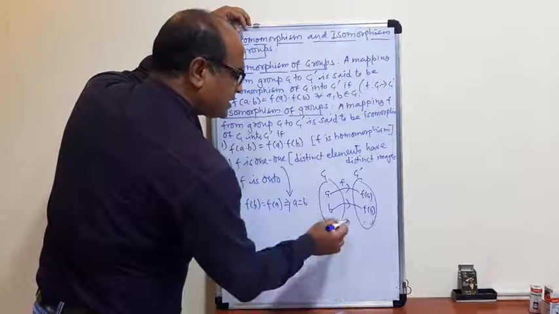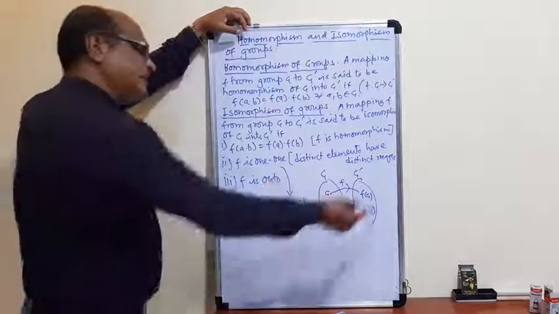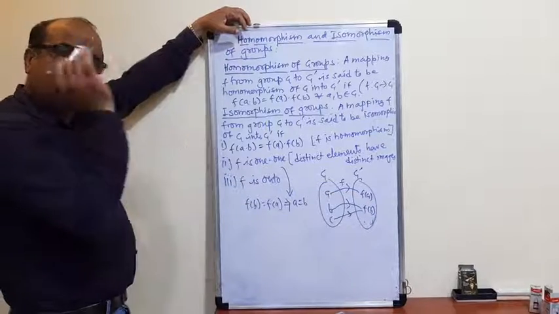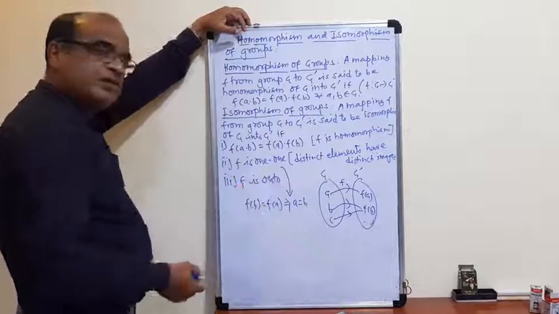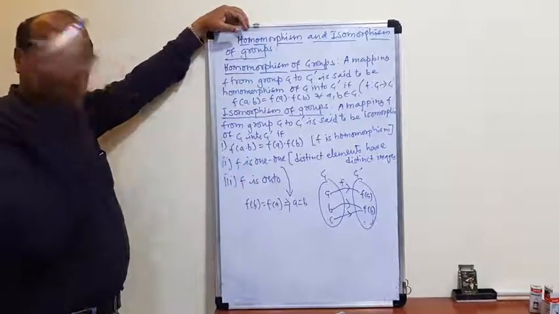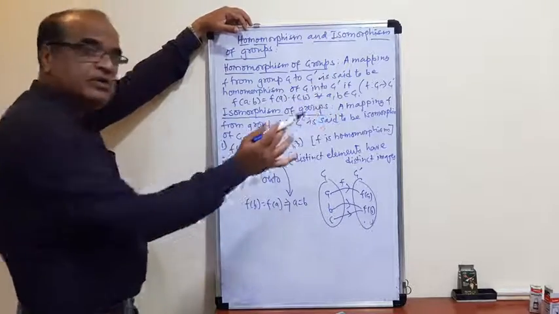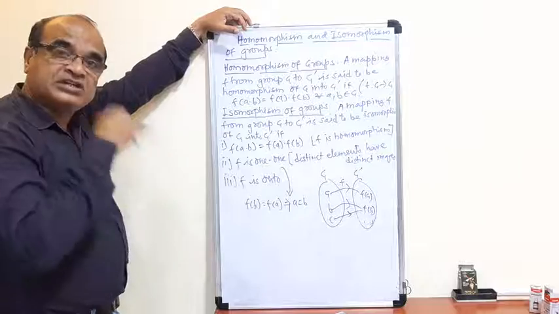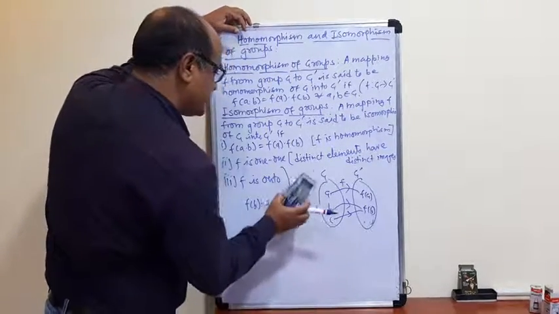And this one is also an onto function. Every element of this has a pre-image in G. So this is the definition of an onto function. If the function is a homomorphism, one-to-one, and onto, then the function is said to be an isomorphic function from G to G dash.